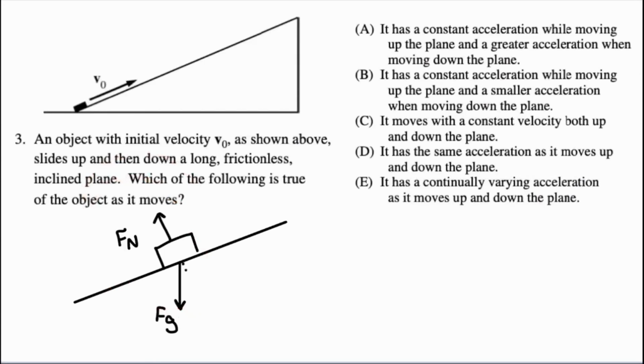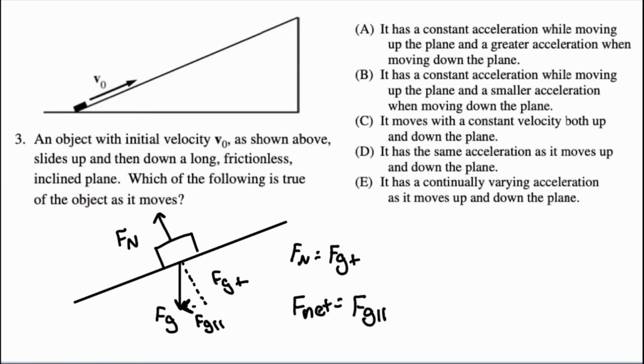We can even draw this into components, with this being F_G perpendicular, and this being F_G parallel to the surface. So Fn is going to be equal to Fg perpendicular. And then our net force is really this gravitational force in the parallel direction. Again, this is caused by gravity. Gravity is a constant, it won't change. And so that means its acceleration is not going to change. So we're going to see which one mentions constant acceleration the whole way through.